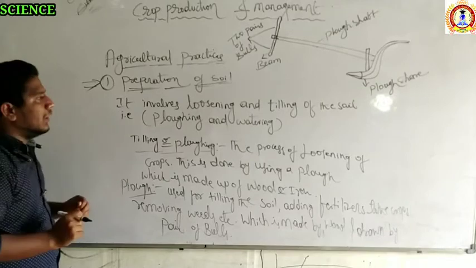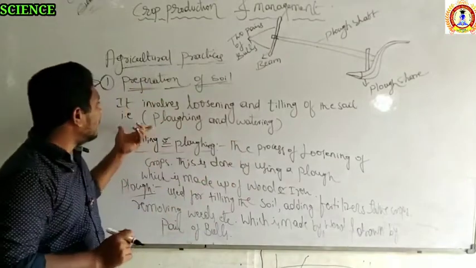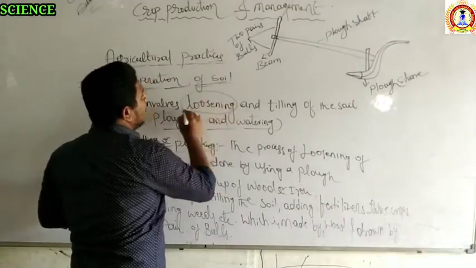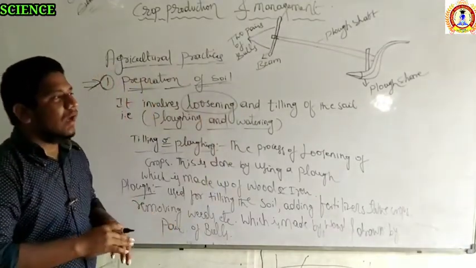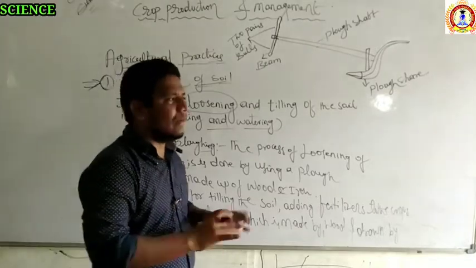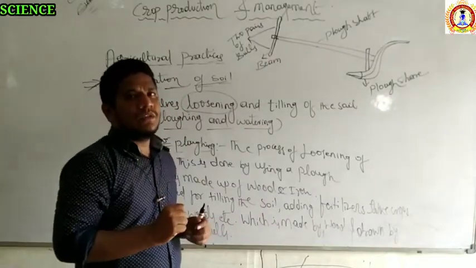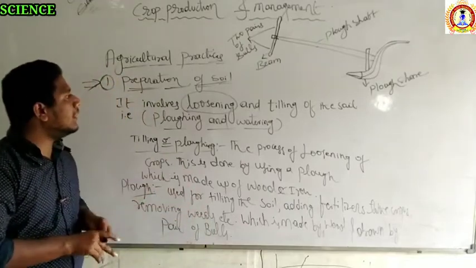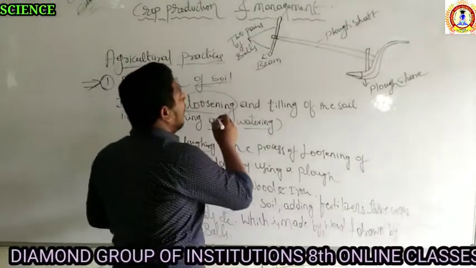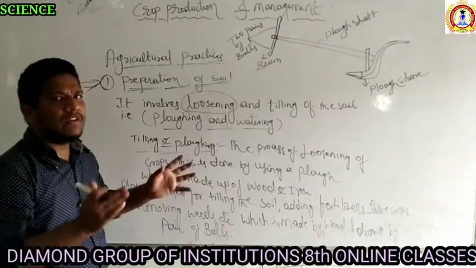Then, what is meant by the preparation of soil? It involves the loosening and tilling of the soil, that is ploughing and watering. The soil should be loose. As I already said, after harvesting, the land is left for some months, maybe, or some days. So the soil will turn a little bit hard. To avoid that, there is a need for loosening of the soil. It is done with one of the instruments, which we will discuss later.